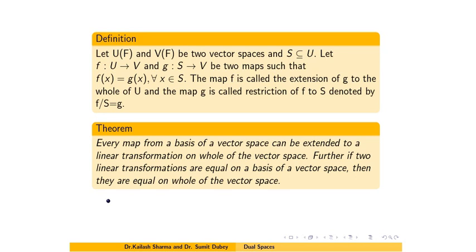Then a theorem: every map from a basis of a vector space can be extended to a linear transformation on whole of the vector space. Further, if two linear transformations are equal on a basis of a vector space, then they are equal on whole of the vector space. That is, if two linear transformations agree on a basis of a vector space, then they agree on whole of the vector space.